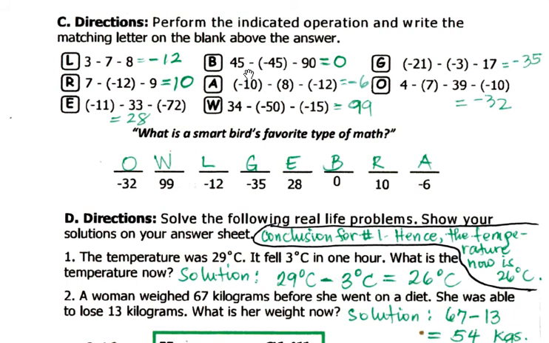Moving on, we have here 45 minus negative 45. That means 45 plus 45. So it's 90. Minus 90, 0.